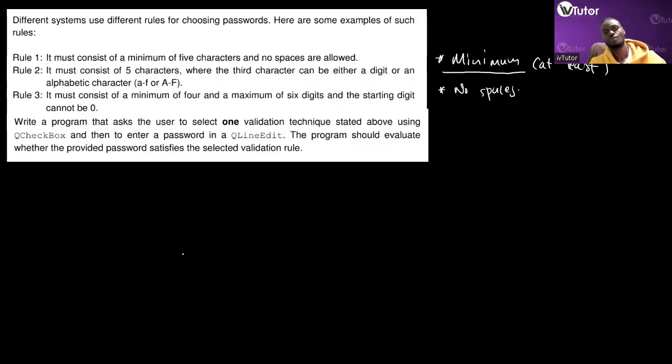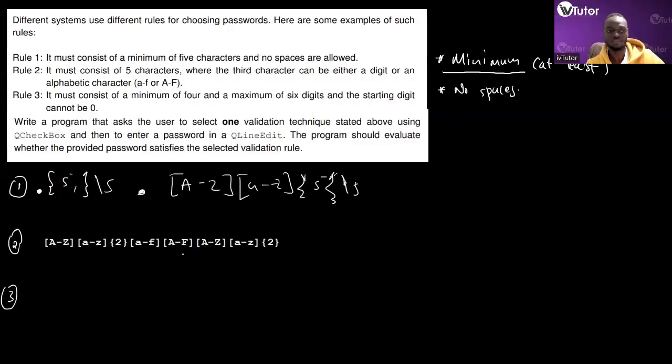Let's quickly do them. So what you've done here is you've gone with at least 5, any characters, and a space at the end. That's literally what this one means here. Any character, at least 5 of them, and a space at the end.